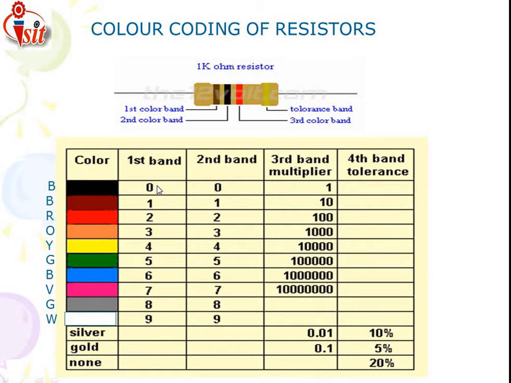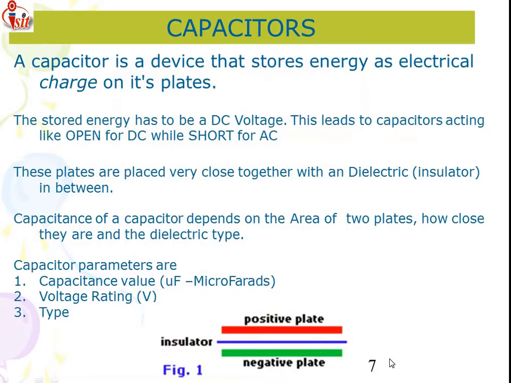For the first band we mention a value from 0 to 9, for the second band also a value from 0 to 9, and the third band is the multiplier, a power of 10, so the multiplying factor keeps increasing. The fourth band is the tolerance: 10%, 5% and 20%. For silver it is 10%, for gold it is 5%, and for none it is 20%.